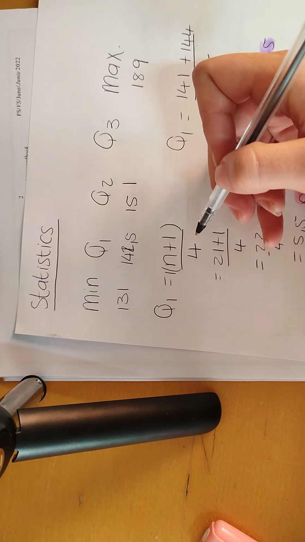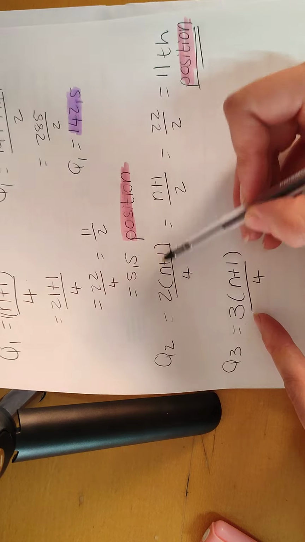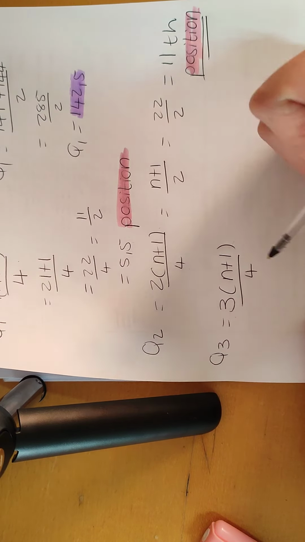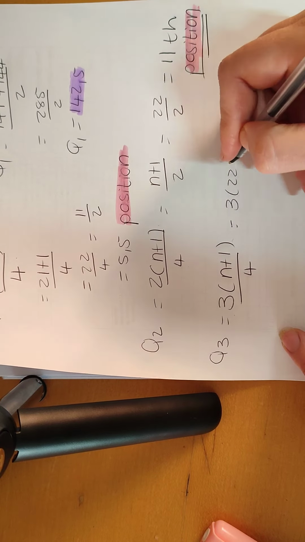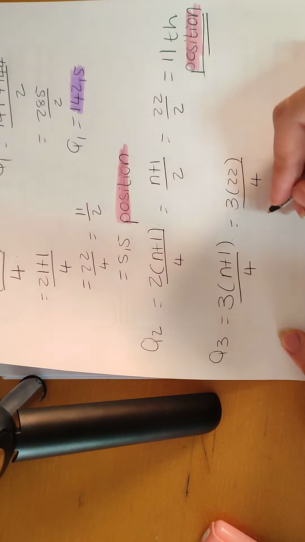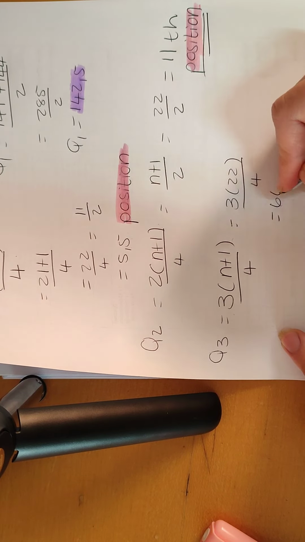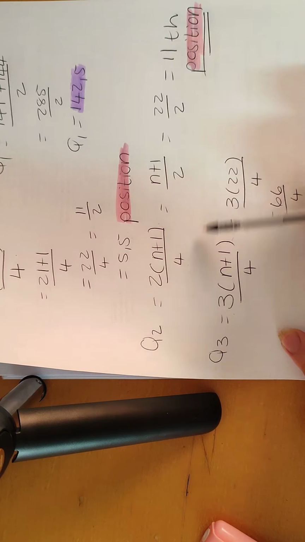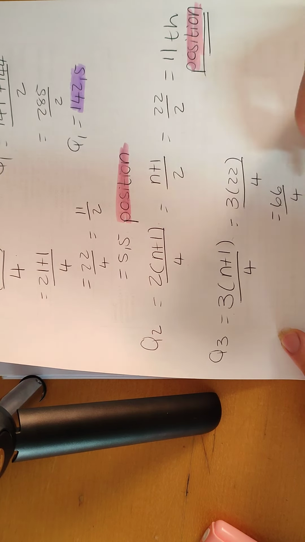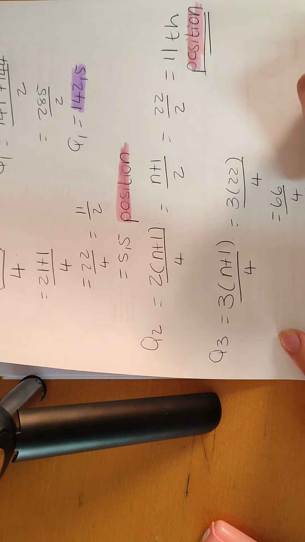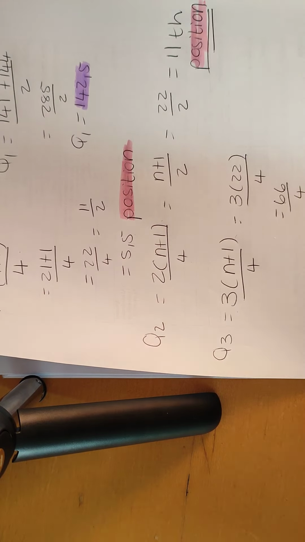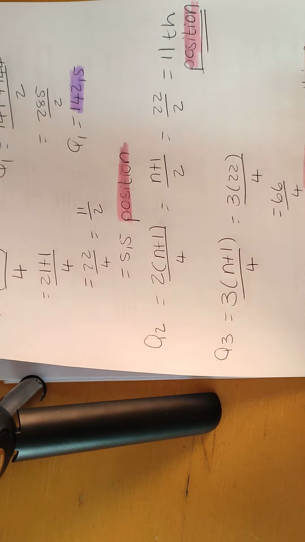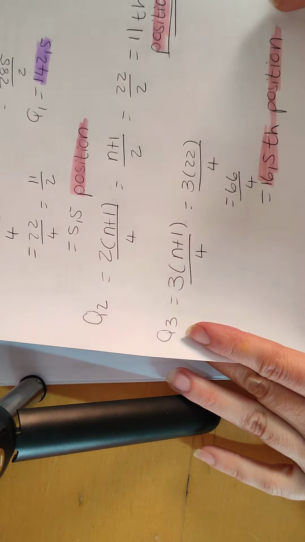Do you guys see that it kind of forms a pattern? Quartile 1 is 1 times by n plus 1 divided by 4. Quartile 2 is 2 times by and quartile 3 is 3 times by. Now we know that we have 22 terms, so it's 3 times by 22 divided by 4, which is equal to 66 over 4. You guys don't have to work out all of this. You can just go straight to the answer here, which is 16,5th position. Once again, it is the position within our data set. This is not your answer.